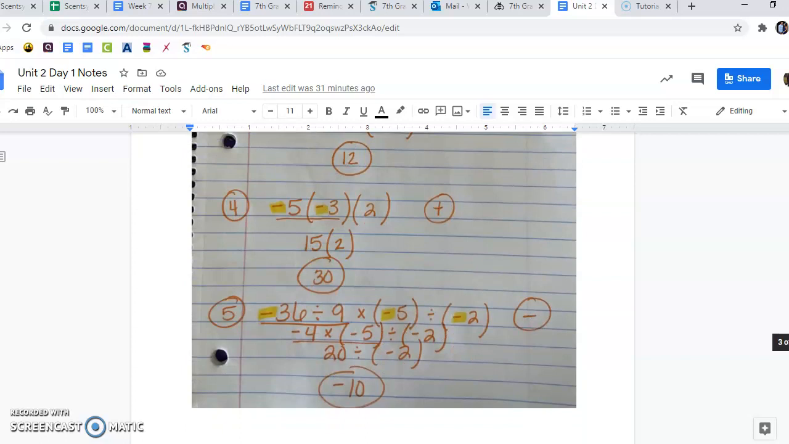Number 4, negative 5 times negative 3 times 2. Again, 1, 2. 2 is an even number, so our answer would be positive. Negative 5 times negative 3 is positive 15 times 2 is 30.